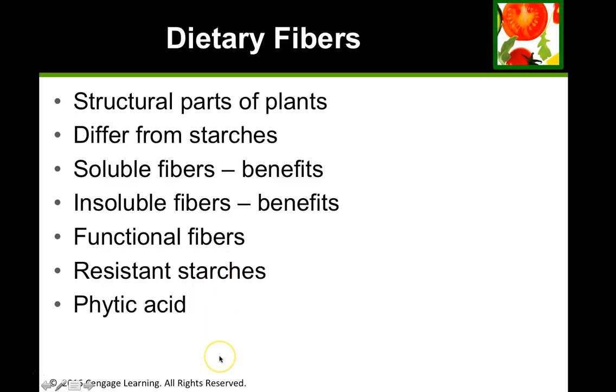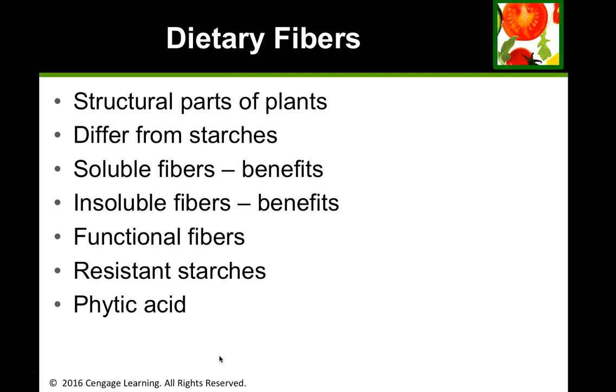Now there are a few other types of fibers. One is a functional fiber. And as I said before, fibers occur naturally in plants and give them their structure. But when fibers are either extracted from plants or are manufactured in a food lab and then added back to foods or used in a supplement, these are called functional fibers. They have beneficial health effects.